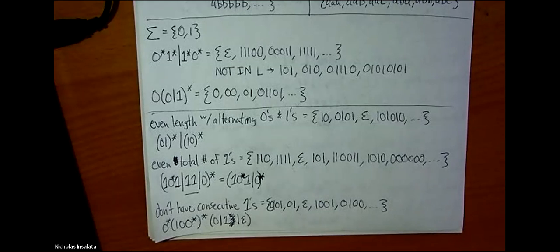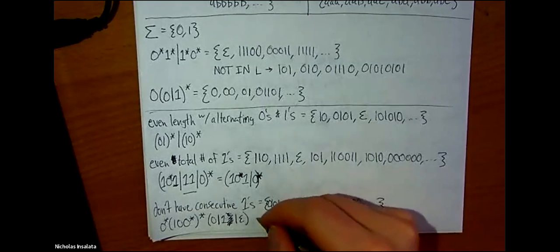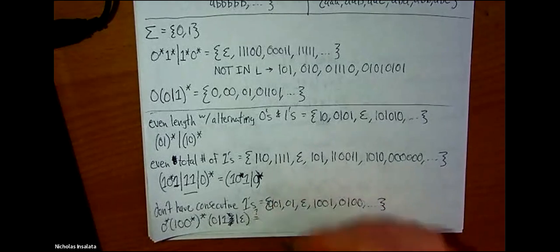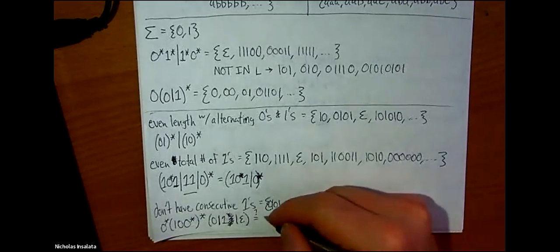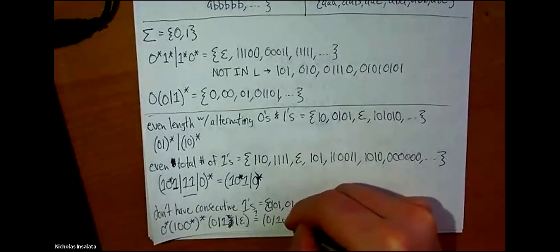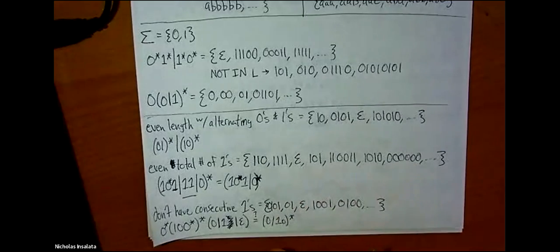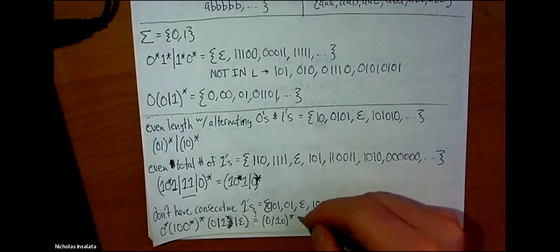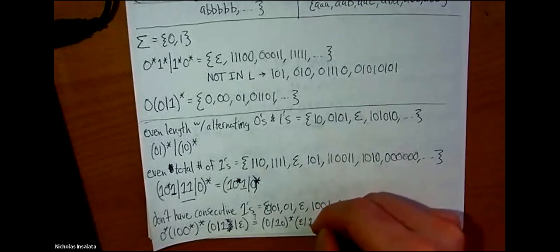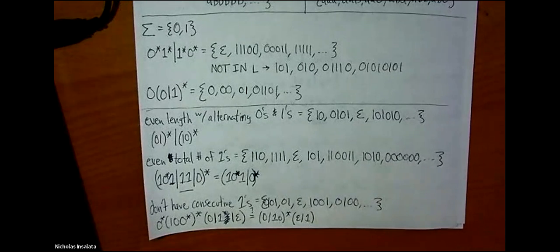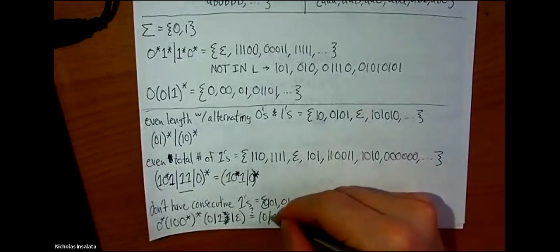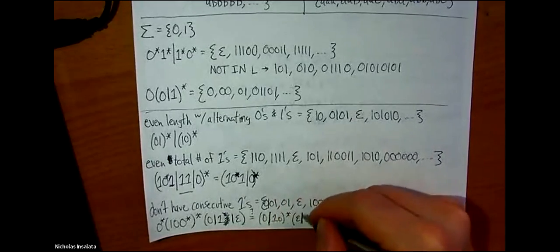Let me tell you what the book has, and let's see if they're the same or not, right? So here's what the book says. See if this is equal to the book's answer, which is 0 or 1 0 star followed by empty or 1. Make these a little bit straighter and longer. Okay.